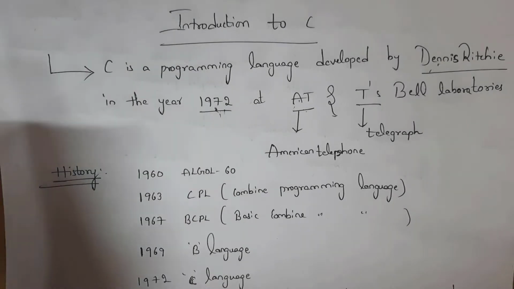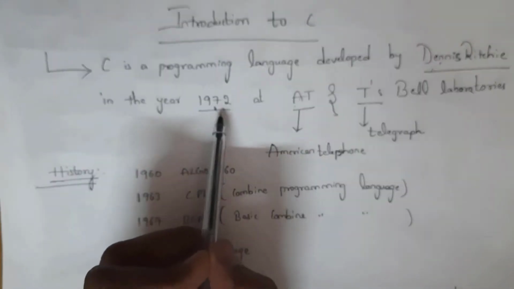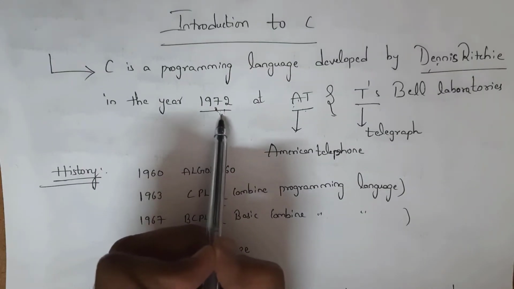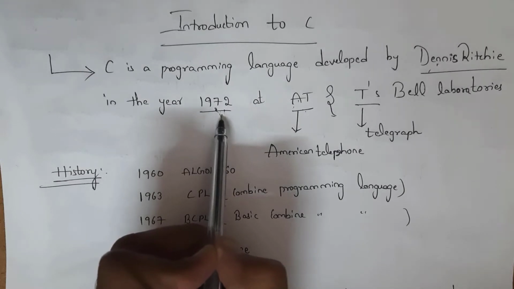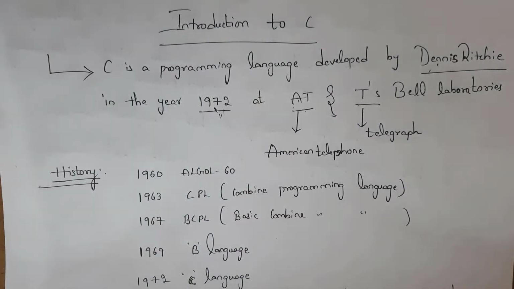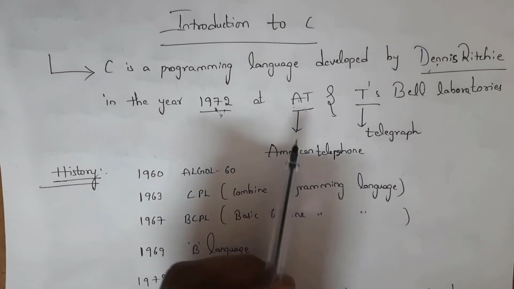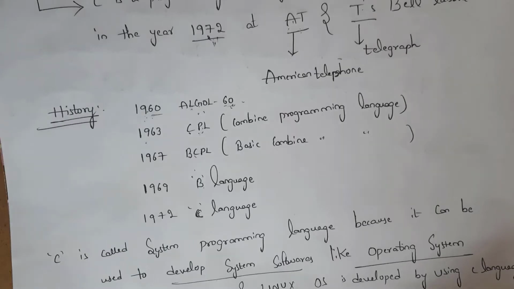Let's get started. C is a programming language developed by Dennis Ritchie in the year 1972. He is one of the famous computer scientists. He developed C language in the year 1972 at AT&T Bell Laboratories. This AT&T Bell Laboratories is one of the famous laboratories located in USA, where AT stands for American Telephone and T stands for Telegraph.